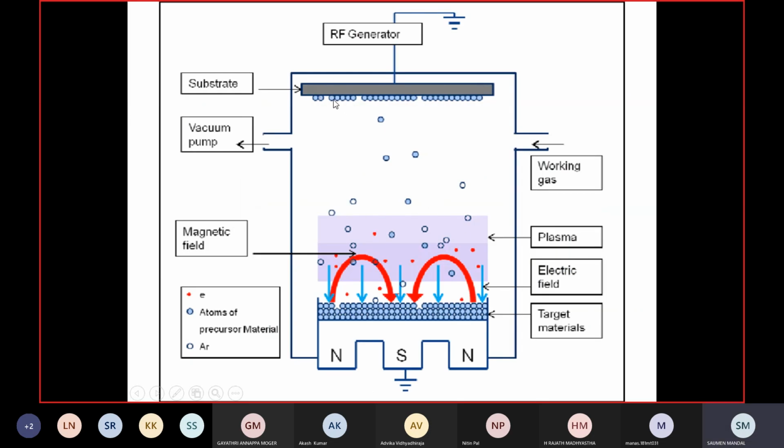So the target side will actually be the cathode, and this is where the substrate you need to deposit on goes. This is the substrate and this is the target. The target will be the cathode side, and the substrate should be on the anode side. And from this cathode side, you can see these atoms actually coming.